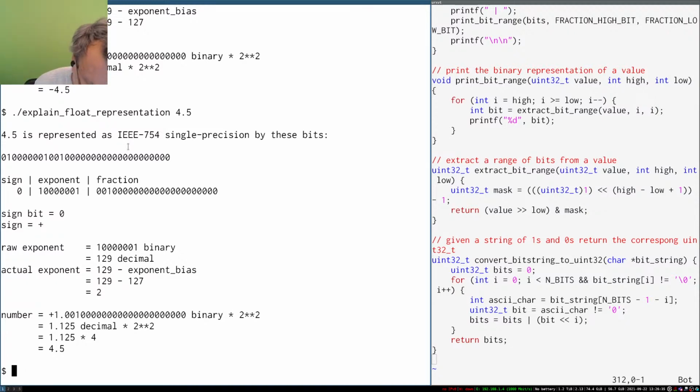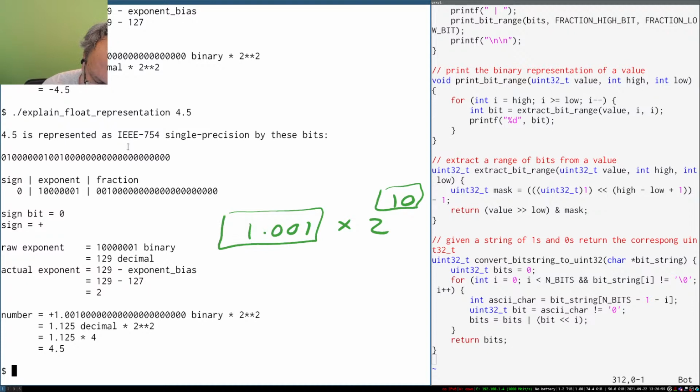Now the number is actually 1.001 times 2 to the 2 in binary. So the exponent is 10 or 2 and the fraction is 1.001. That's 10 base 2. It's a bit hard to figure out how that produces this exponent and this fraction though, isn't it? Which one will I do first? Let's do the fraction.